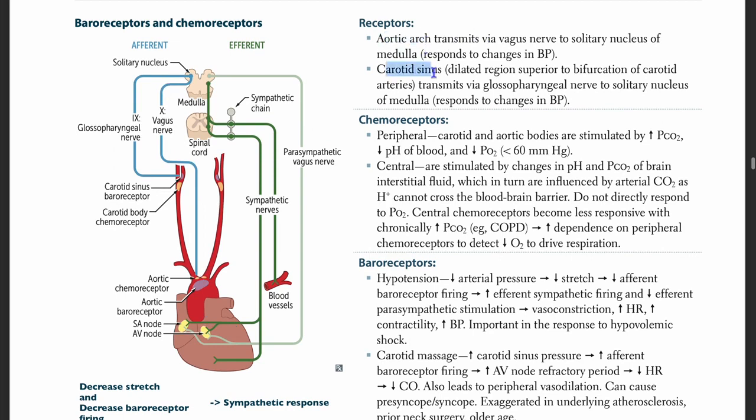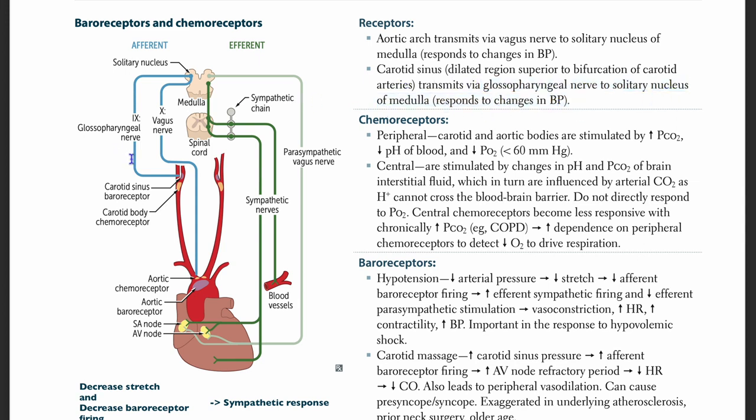Then you have carotid sinus, that's up here in the carotid. So carotid, you can imagine, is in your neck, right? So right before it enters the head, it splits into external and internal carotid arteries, right? And right before it does that, you have a carotid sinus. So carotid sinus, dilated region superior to bifurcation of carotid arteries, transmits via glossopharyngeal nerve to solitary nucleus of medulla, response to the change in BP.